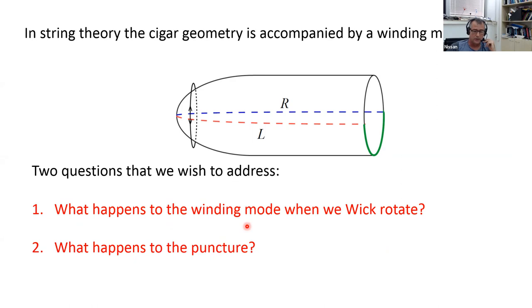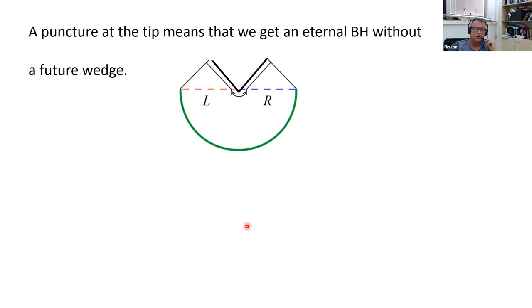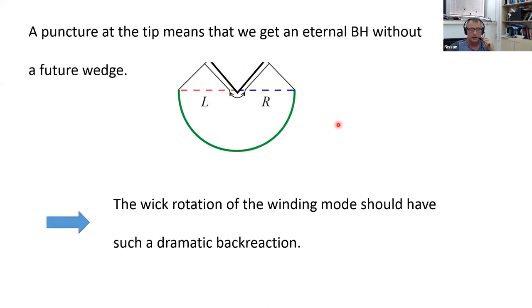And another question that is very much related to that, and in a sense easier to answer, is what happens to the puncture? If you do the usual Hartle-Hawking story, but instead of a cigar you have a cigar with a puncture, and you analytically continue, then you end up with an eternal black hole without a future wedge. Because the puncture was due to the winding mode, whatever the analytic continuation of the winding mode is, it should have a really dramatic back reaction on the geometry. It should basically eliminate the future wedge of the eternal black hole.